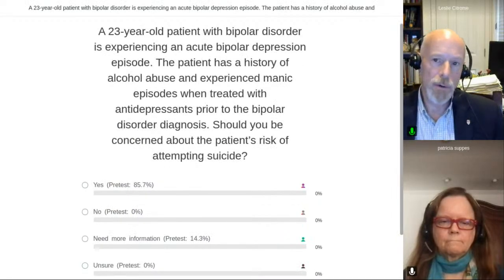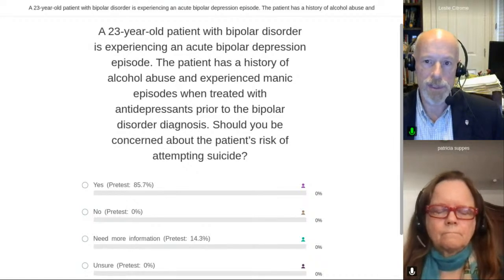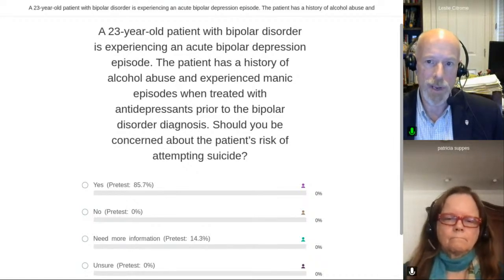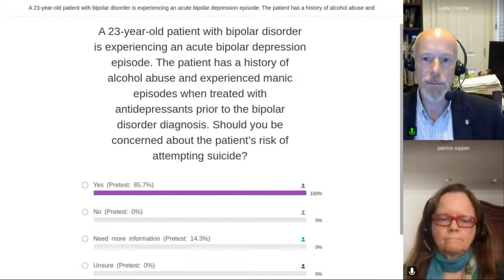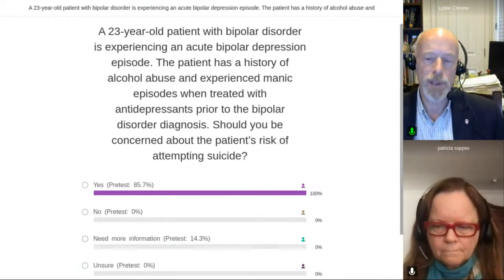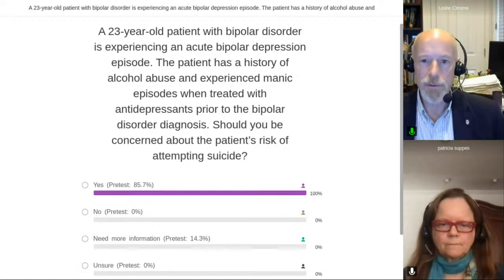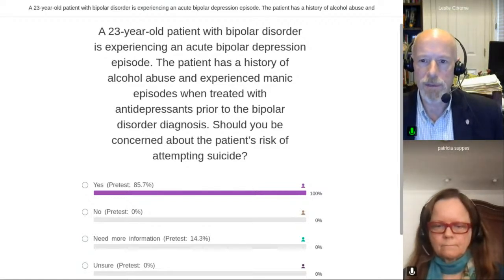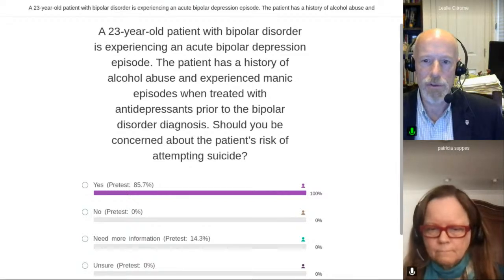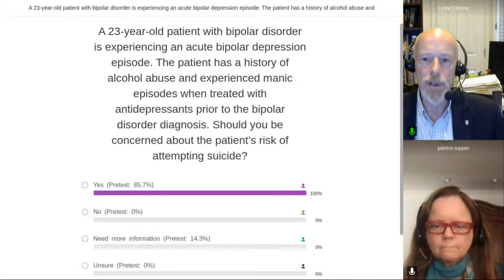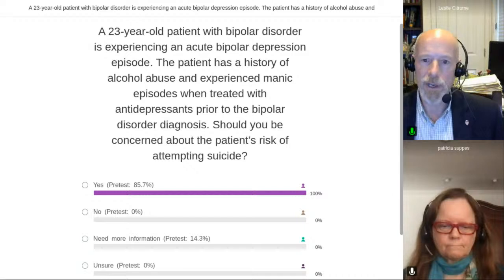A 23-year-old patient with bipolar disorder is experiencing an acute bipolar depression episode. The patient has a history of alcohol abuse and experienced manic episodes when treated with antidepressants prior to the bipolar disorder diagnosis. Should you be concerned about the patient's risk of attempting suicide? Yes, you sure should be concerned. So we'll do a risk assessment. We'll be very careful with people like this.